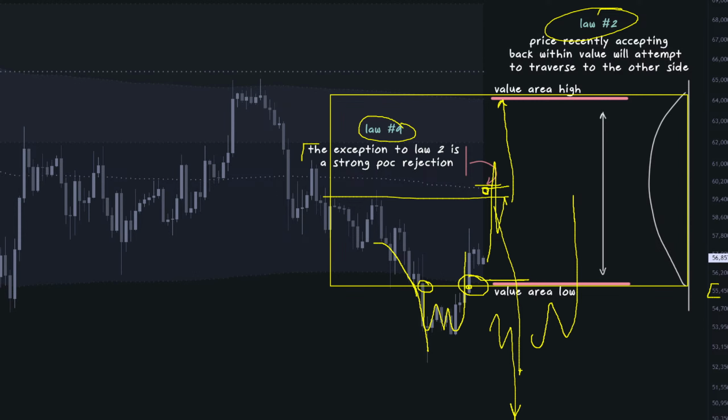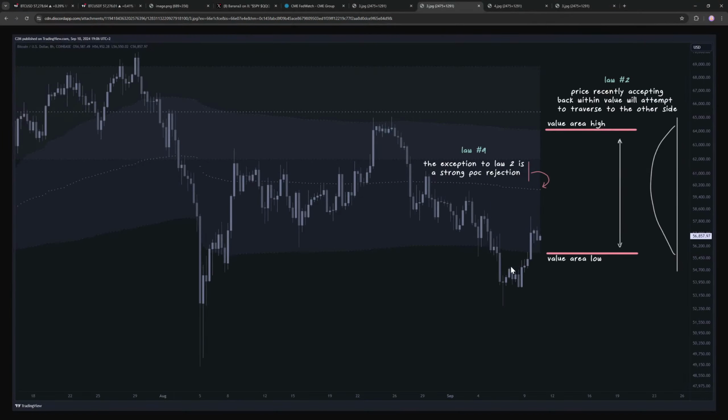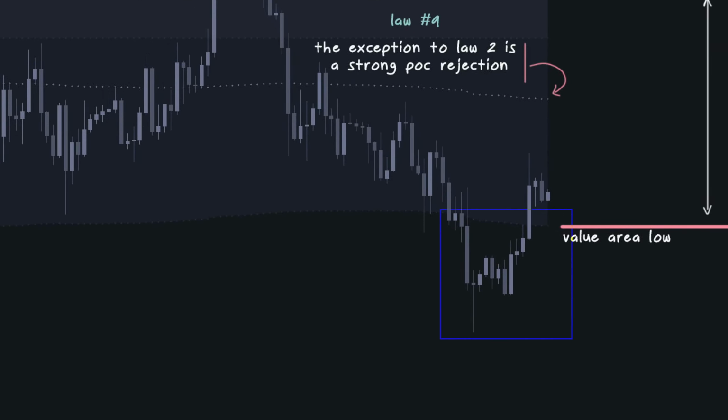Okay. So yearly, we don't have any auctionable insights on the yearly. It's rotational within lower value. Quarterly is telling us we try to break lower and we fail to do so. And now we're back above.